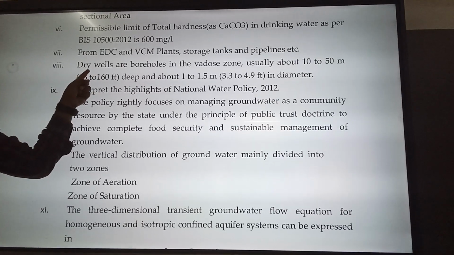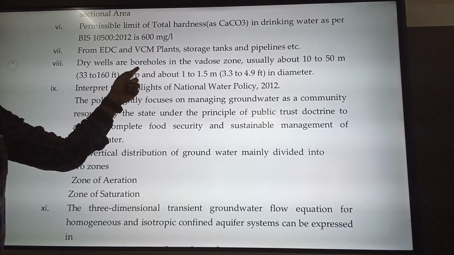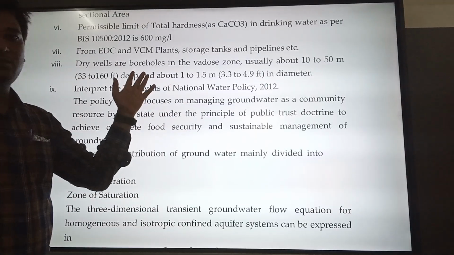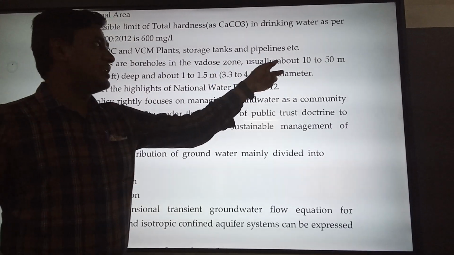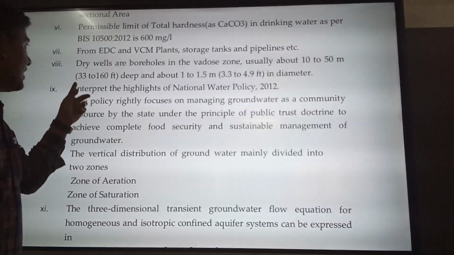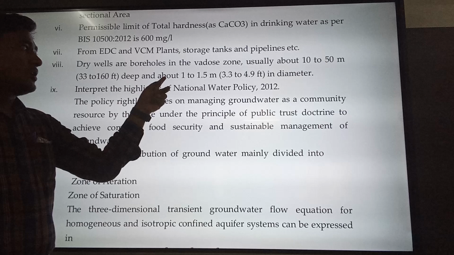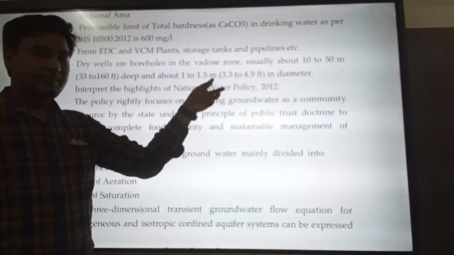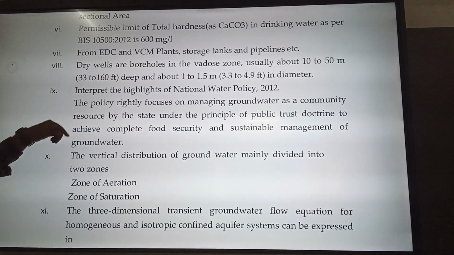What is a dry well? Dry wells are boreholes in the vadose zone, also called the zone of aeration, usually about 10 to 50 meters deep and about 1 to 1.5 meter in diameter. That is called the dry well.